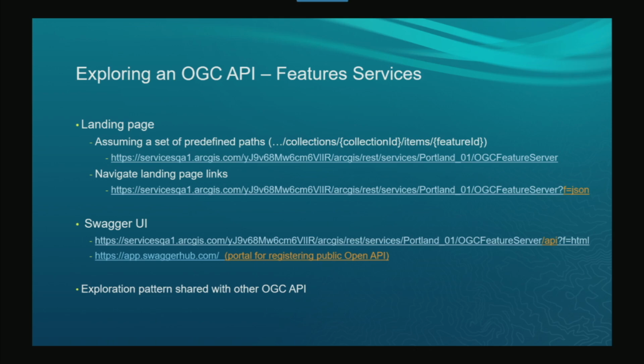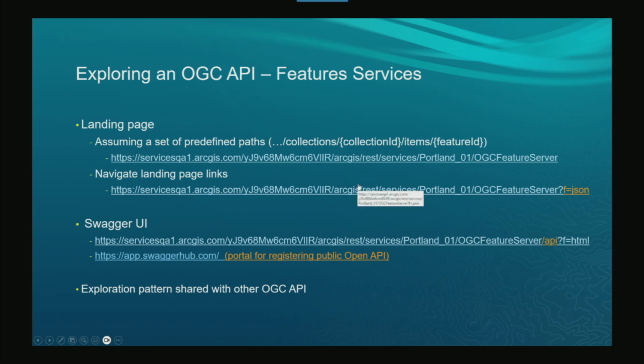Another way of exploring the API is the Swagger UI, which is the standard for open APIs these days. And I'm going to talk a little bit about Swagger Hub, which is a portal for registering public open API. If you have a server, you register it there, you let people know and learn more about it. So bear with me, I'm going to get there and talk about all of this in a minute.